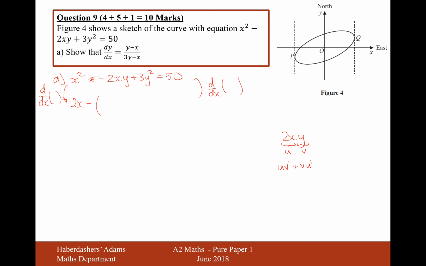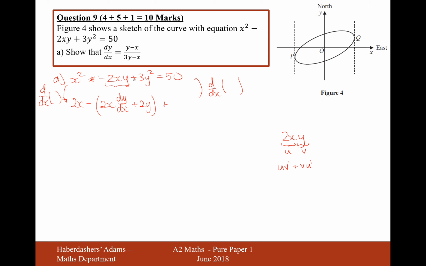So it's going to be minus u times the differential of v, so 2x, and then the differential of y, that's dy by dx. Remember, y is always differentiated to dy by dx. And then plus, this time it's v on its own, times the differential of u. 2x differentiates to 2, so it's plus 2y. So this part becomes this part by the product rule.